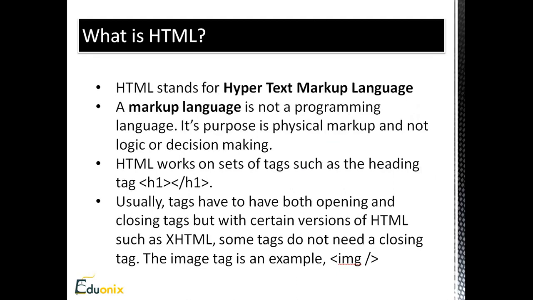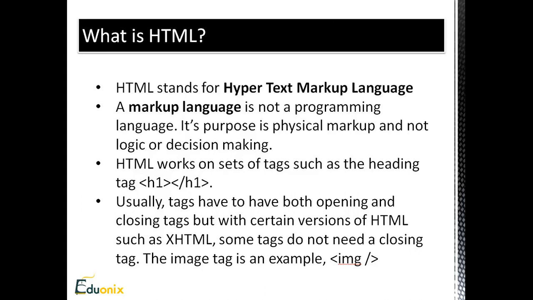Alright, so what is HTML? It stands for Hypertext Markup Language, and it's really important to explain the difference between a markup language and a programming language. A markup language is used for the physical markup or the presentation of a website. HTML is not used for logic or programming or if statements, loops, nothing like that. An example of a programming language would be JavaScript, which is a client-side programming language, PHP, Ruby on Rails, or Ruby in general, are all programming languages. HTML, XML, XHTML are all markup languages.